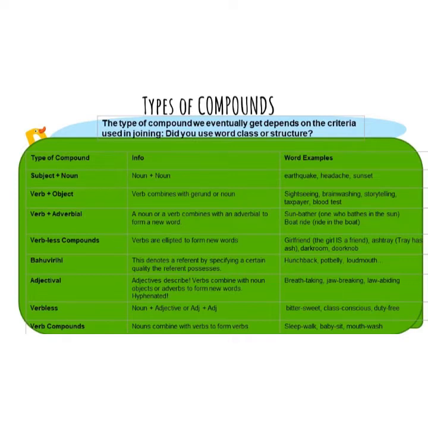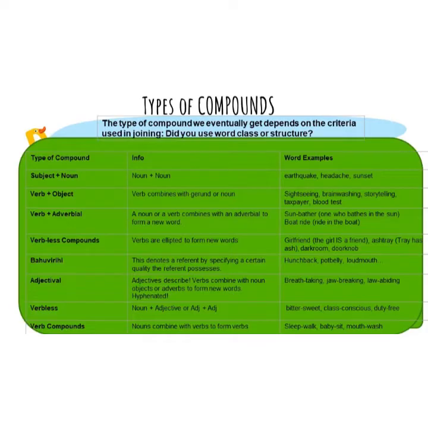Verbless types of compounds. You have the noun plus adjective or adjective plus adjective. For example, bitter and sweet come together to form bittersweet. Class and conscious come together to form class conscious. Can you have more examples in this case? Put them in the comment section.